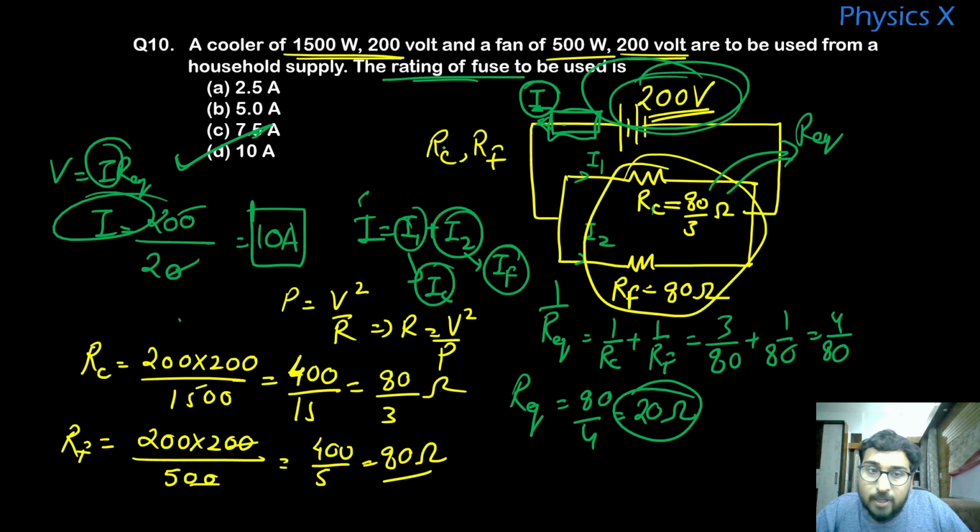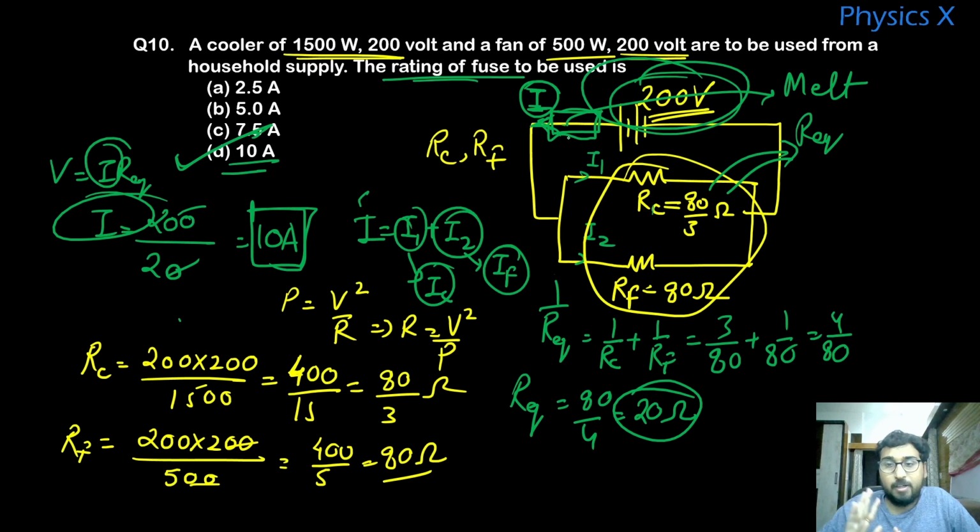When more than 10 ampere flows, suppose some fault occurs and there is some mishap in this connection, then if the current drawn is more than 10 ampere, what will happen? The fuse wire will melt, and the connection will be open. Then the cooler and fan will be protected from overcurrents. If this total circuit draws more than 10 ampere, these devices will be safe, as the fuse will melt. So you will be using 10 ampere.